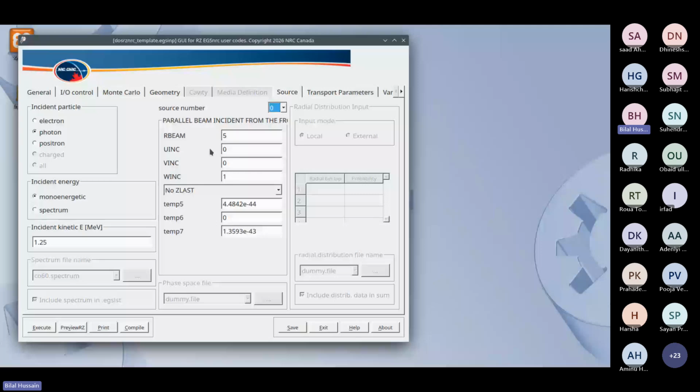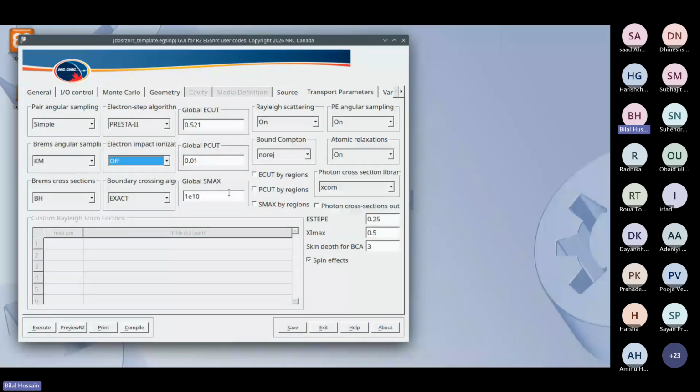Most of the things we dealt with in today's lecture are given here. What type of sampling I'm going to use, whether I'm going to use a simple sampling or Cosmos. This is the KM sampling. We call it a Cosmos sampling for interaction of electrons. And here also Bremsstrahlung angular sampling. Here also we have sampling methods. So we have many sampling methods available in this code.